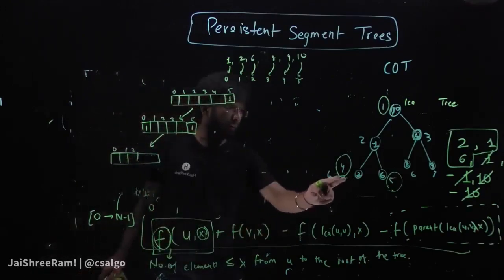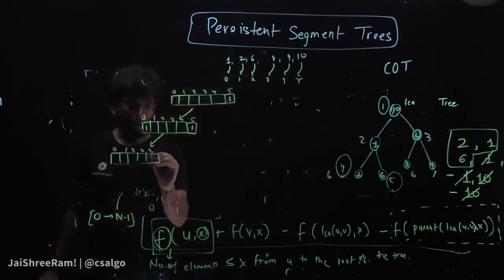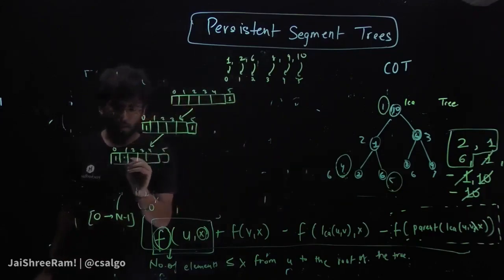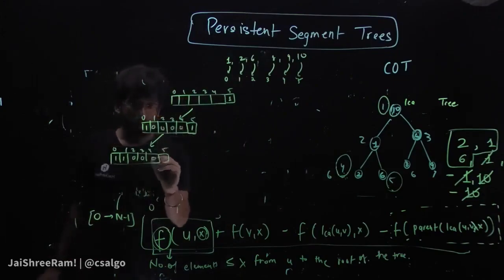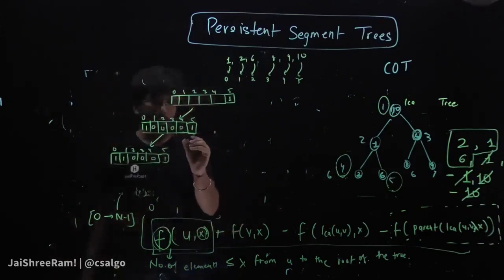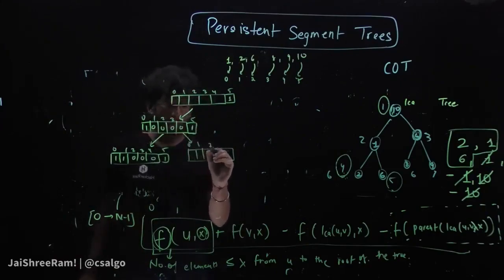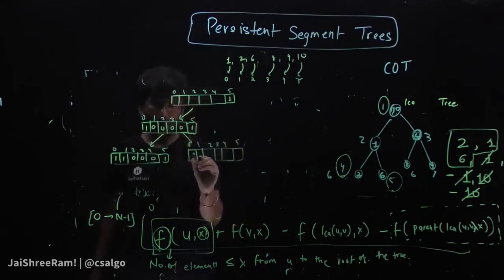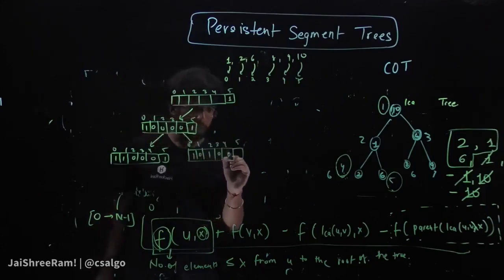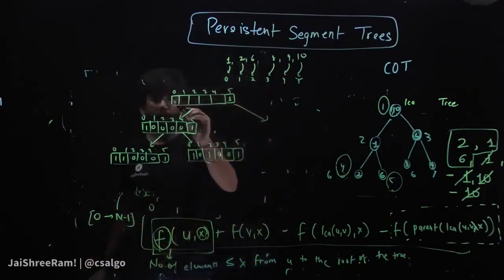This is node number 4 and the value is 2. 2 is mapped onto 1, so it will look something like this. Similarly, I can make it for 6. 6 has been mapped onto 2. So 0, 1, 2, 3, 4, 5, and now it looks like 1, 0, 1, 0, 0, 1. And similarly, you can construct it for the others as well.